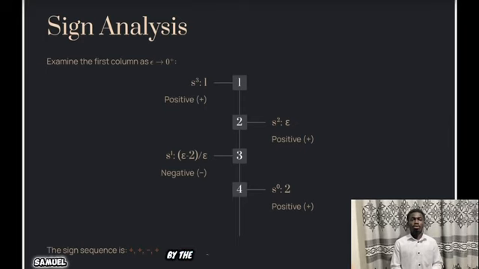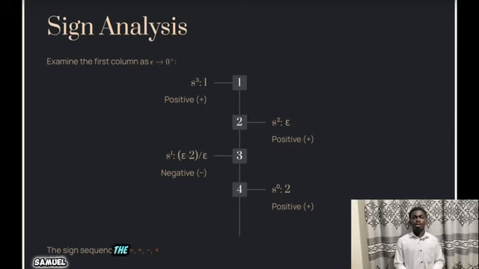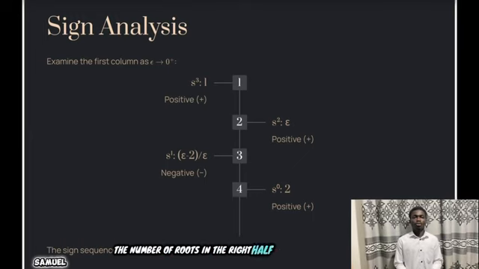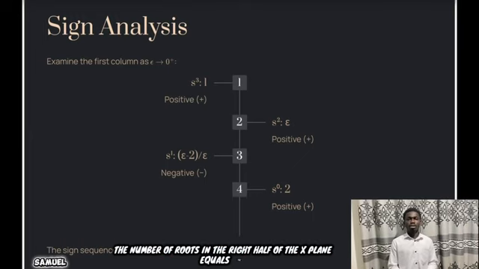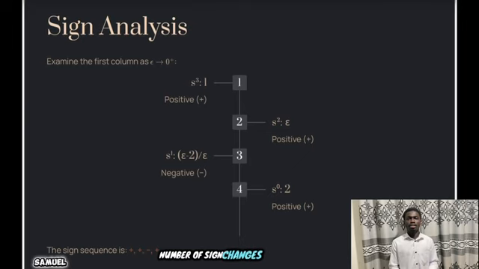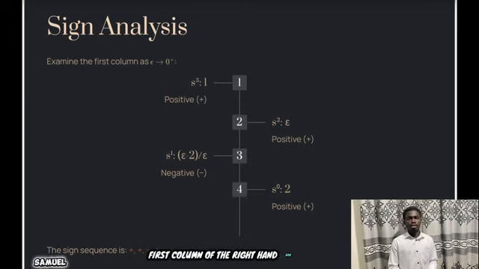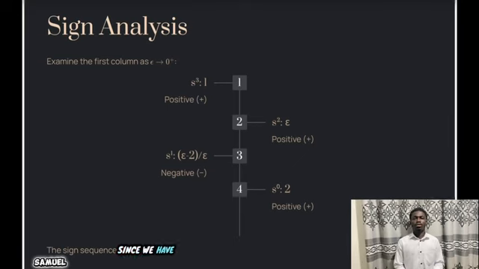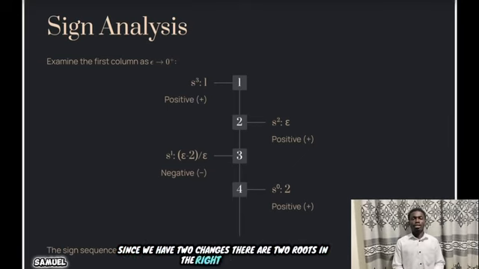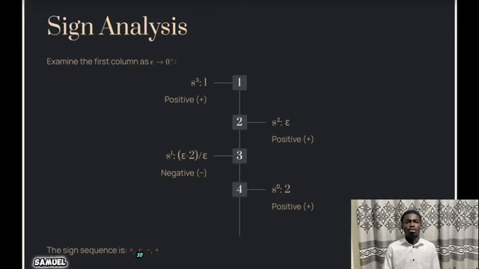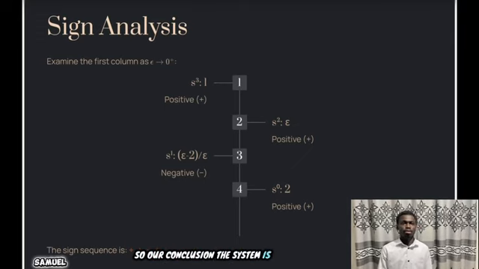By the Hurwitz theorem, the number of roots in the right half of the S-plane equals the number of sign changes in the first column of the Routh table. Since we have 2 sign changes, there are 2 roots in the right half plane. So our conclusion: the system is unstable.